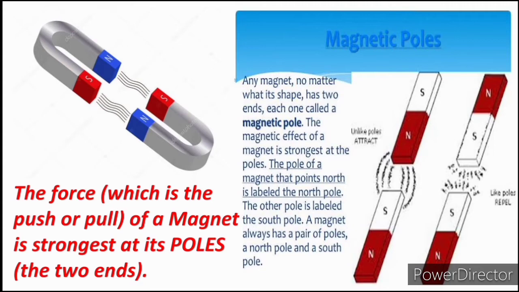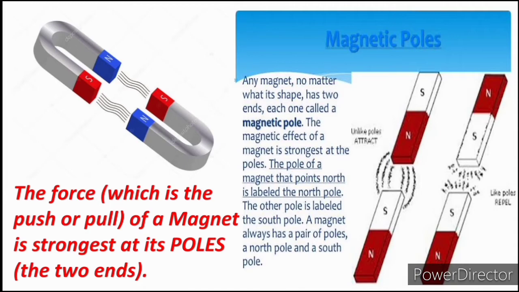Remember, every magnet has how many poles? Two poles, the North Pole and the South Pole. Each of these poles is known as the magnetic poles or the pole of a magnet. Even if you cut a magnet in halves and you have new sets of magnets, these new magnets will always have a North Pole and a South Pole. So no matter how many times you cut a magnet, you will always have a North Pole and a South Pole.